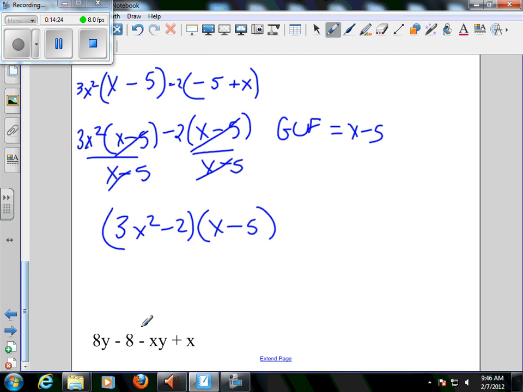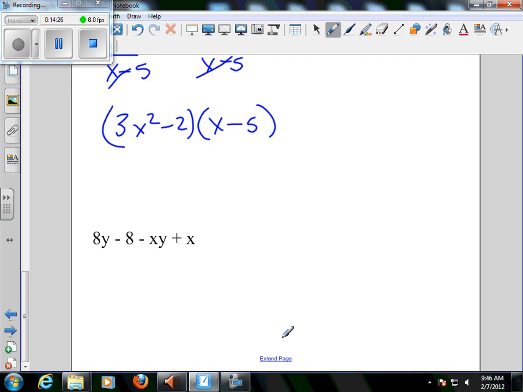So we can do a little bit of manipulation here. I'm going to get you started on the second problem. I'm running out of time here, but notice I said to always make sure that we have everything as a positive in between the parentheses when we start off, so we're going to write this as 8y minus 8 plus negative xy plus x. And I'd like you to take that and see if you can factor that. And we'll talk about it next class.